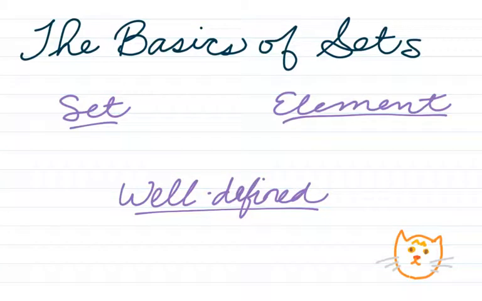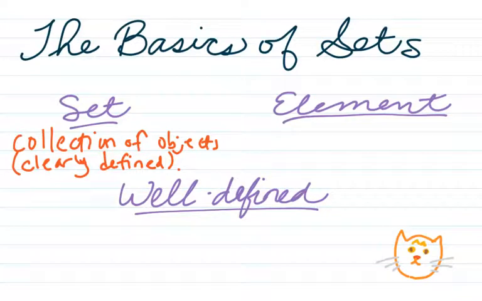Today we're going to look at the basics of sets. This corresponds to section 2.1. The first thing we're going to look at is some of the terminology. So the first thing we need to know is, what is a set? A set is a collection of objects that can be clearly defined.